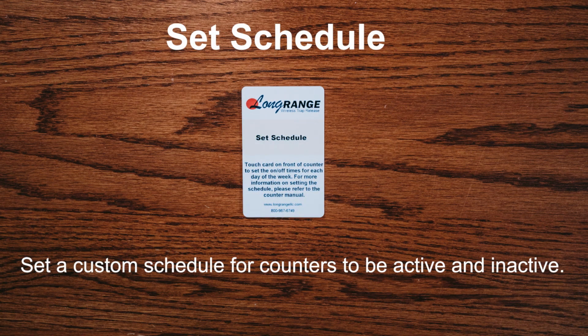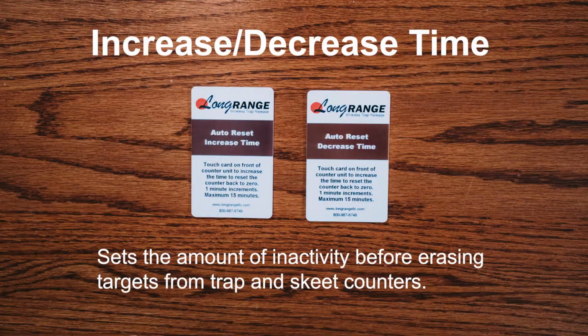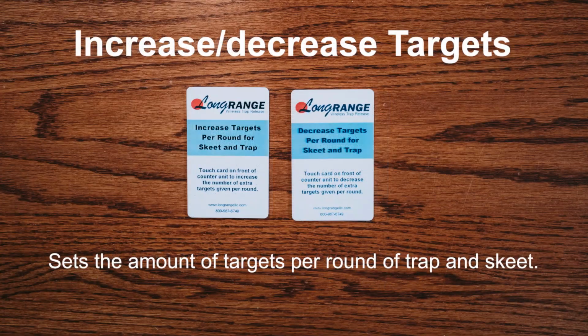The Set Schedule card allows managers to set a custom schedule for counters to be active and inactive. This card may be used on Sporting Clays counters and Trap and Skeet counters. The Increase-Decrease Time card sets the amount of inactivity before erasing targets from Trap and Skeet counters. The Increase-Decrease Target card sets the amount of targets per round of Trap and Skeet.